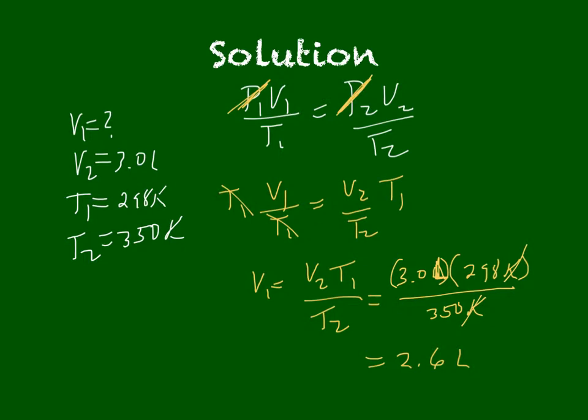Does this make sense? The gas had been heated. It expanded to 3 liters. That means it had to have been less than 3 liters to start with. And we didn't double the temperature, we just raised it up 52 degrees, so we're not expecting a doubling of our volume. So this is a reasonable answer.